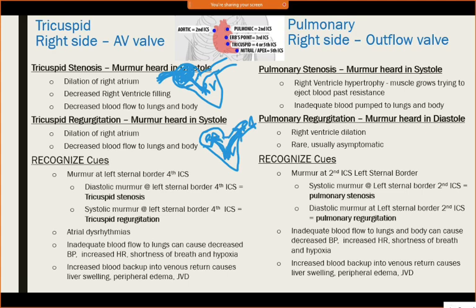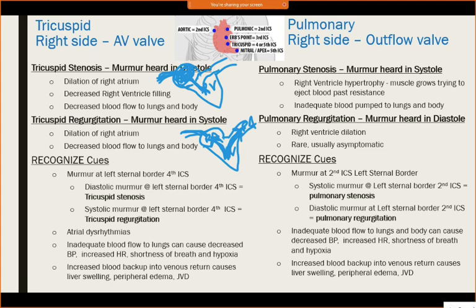So we end up with blood backing up, also still dilating, because now with every ejection, it's pushing blood back into the right atrium and you're getting fill from your preload. So still decreased blood flow to the lungs and the body, because some of the blood that's supposed to be going out to the lungs is going back into the right atrium. So both tricuspid problems will cause dilation of the right atrium and decreased blood flow out to the lungs and the body. Different reasons, but same end story.